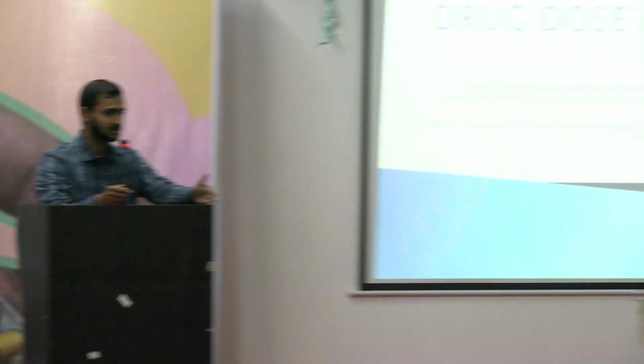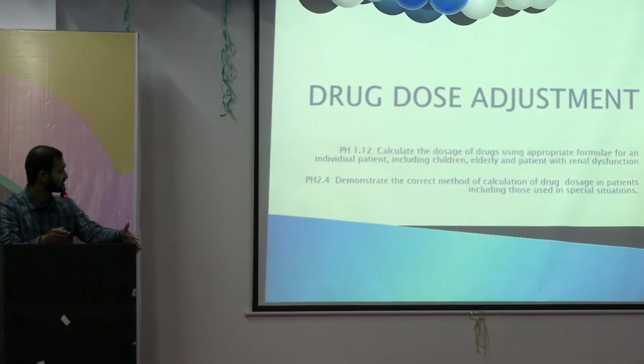So, as we know, we have completed the other classes. Now we will go to the dose calculation. We have told you about the other things. Now, let us see how we should adjust the dose for the pediatric group, for the geriatric group, and in case of renal insufficiencies. So let us see.